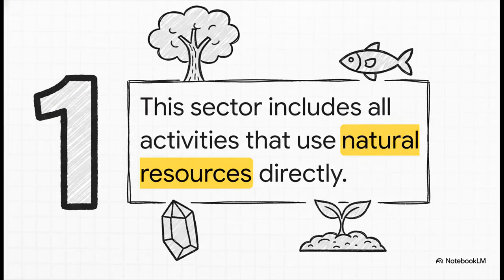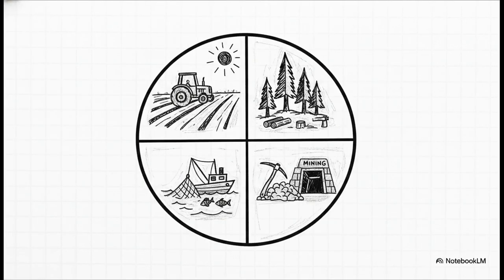So first up is the primary sector. The word primary means first, right? So this sector includes all activities that use natural resources directly from the earth. Things like agriculture and forestry, raising animals, which is animal husbandry, fishing and poultry farming, and even mining and quarrying, where we take minerals from the ground. It's all about what we get directly from nature.